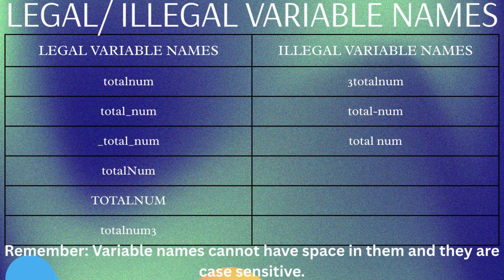We've got something like 3totalnum. Starting with a number is not acceptable. Also, putting any other character like an at sign or any other character is not allowed except for alphanumeric characters and underscore. And also no spaces are allowed. You cannot have spaces in variable names. And also note that they are case sensitive. A capital letter totalnum is different from a small letter totalnum.